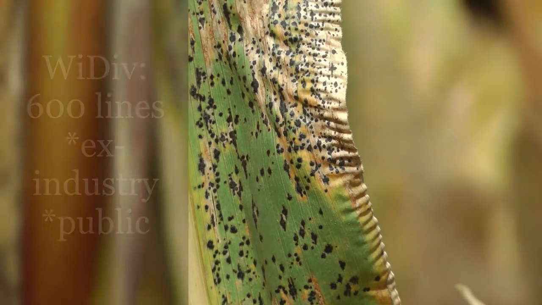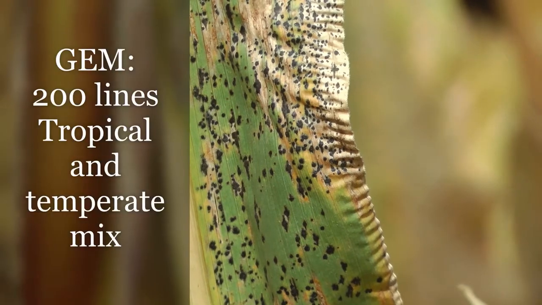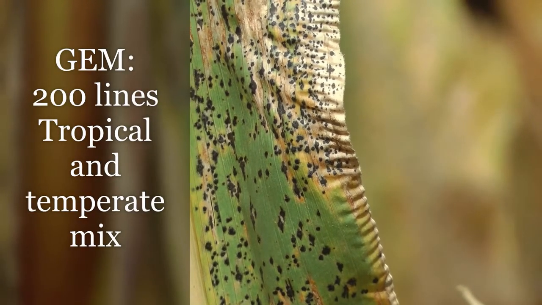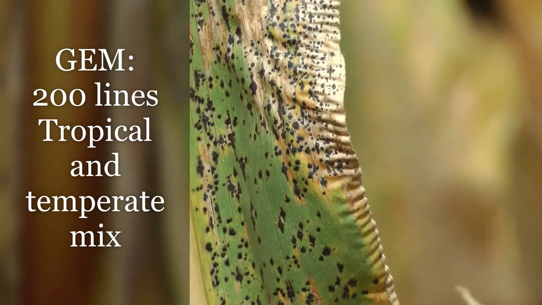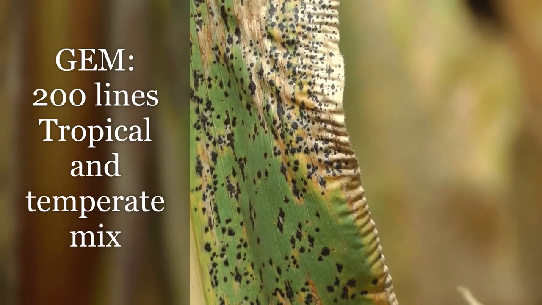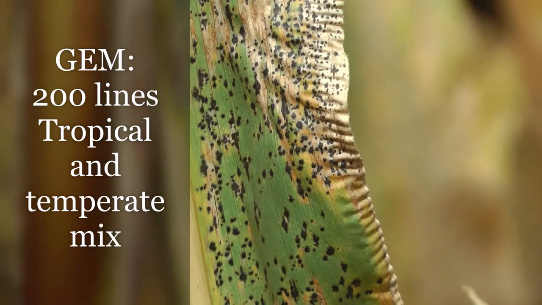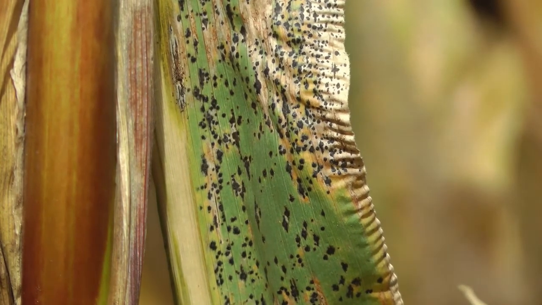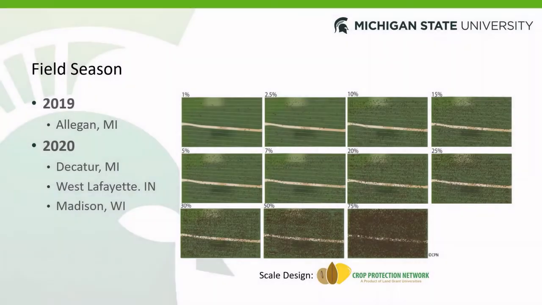The second group we examined was the germplasm enhancement of maize, or GEM lines. These varieties each contain a mix of tropical and temperate maize. Tar spot is new to the U.S., but not to Latin America. In Mexico, it has been present for over 100 years, so some of this material may harbor resistance. We took ratings weekly using the scale shown, and we had fields in Michigan, Indiana, and Wisconsin. Now moving on to what we have found so far.